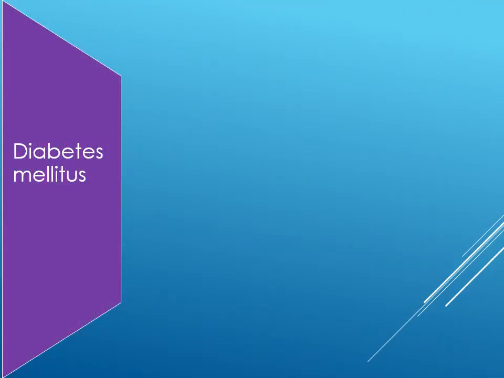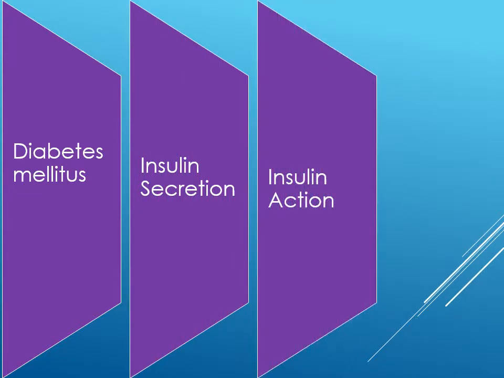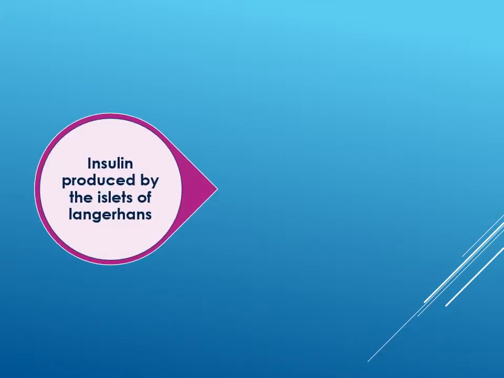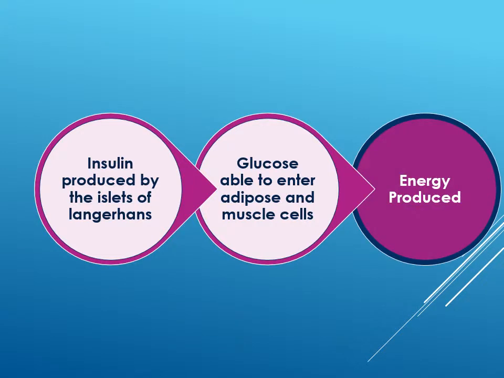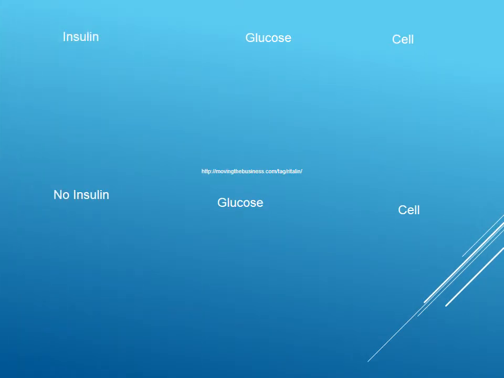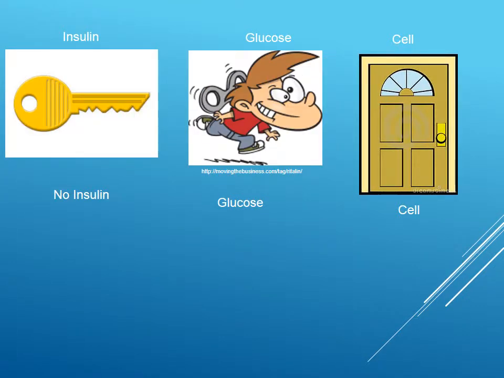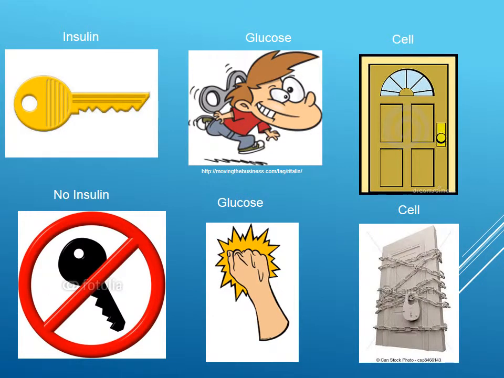Diabetes is a metabolic disorder in which hyperglycemia is the result of a defect in insulin secretion, insulin action, or both. In the normal person, insulin, which is produced by the pancreas, regulates glucose by assisting glucose to enter the adipose and muscle cells where it is used to produce energy. Insulin is the key for glucose to get into the cell. Without insulin, glucose, no matter how hard it tries, can't get into the cell.